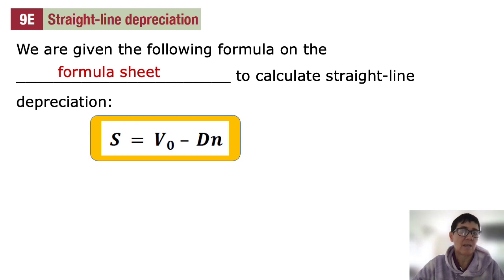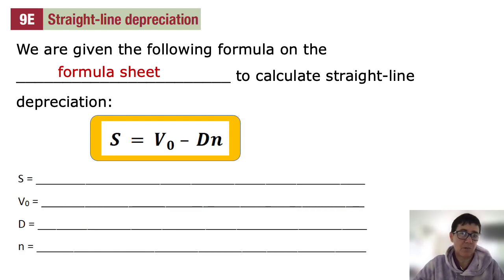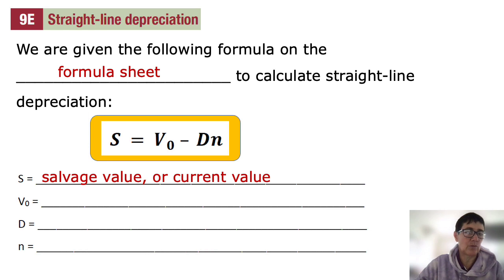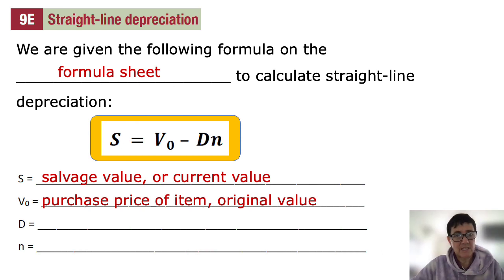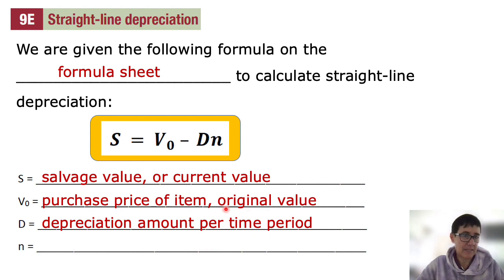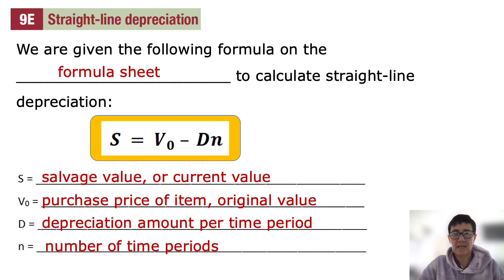All right, so on our formula sheet, we're given the formula that you can see, okay? S equals V0 minus DN. It's actually V0, but anyway. So what's S? S is the salvage value, or the current value of the car or the vehicle or the item that we're talking about. V0 is the purchase price of the item, or the original value. So I like to say that's V0 because O is for original value. D is the amount that it depreciates per time period, how much it loses per time period. And N is the number of time periods. Okay?